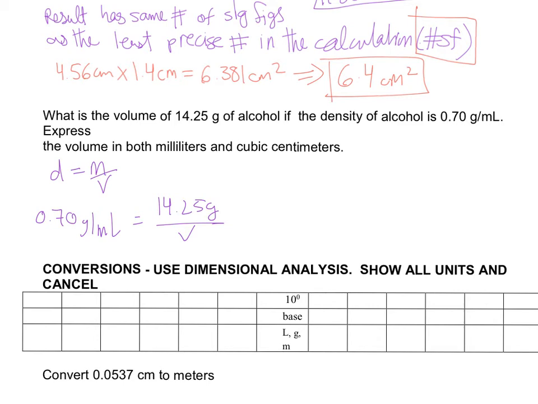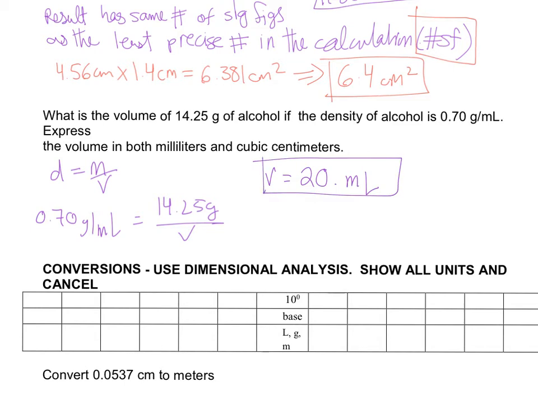So you can cross multiply: 14.25 divided by 0.70. You punch that into your calculator, and then you round it to the correct number of sig figs. So let's figure out how many sig figs we should have. This is division. So we go with the number of sig figs as opposed to the decimal place. And so this one has 2 sig figs. This one has 4 sig figs. So it should be 2 sig figs. So after you punch it in, you'd get the volume is 20 milliliters.